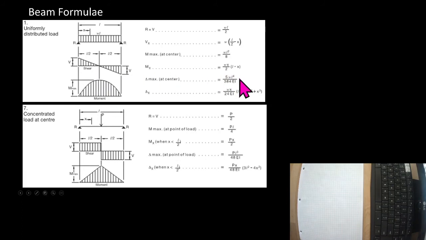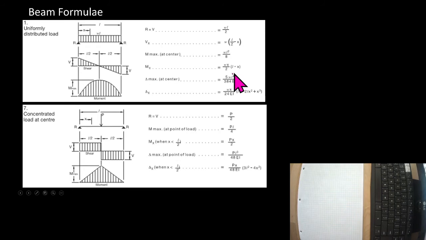Look at the other thing here. Delta max at center. Well, delta is the symbol for deflection. Look, 5 times WL squared divided by 384E. Well, we know that E is a property of, actually, you don't know that. Never mind. I'm getting my courses confused.